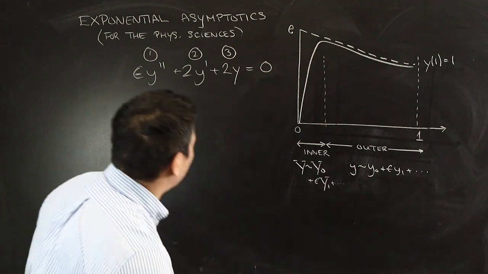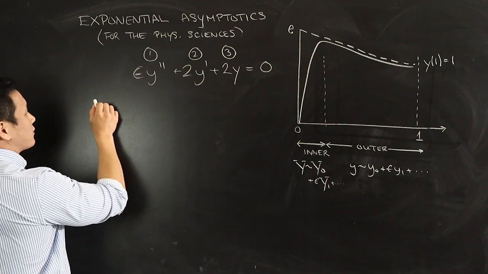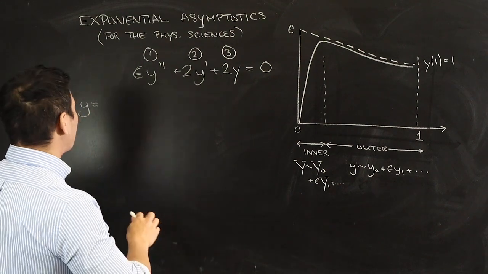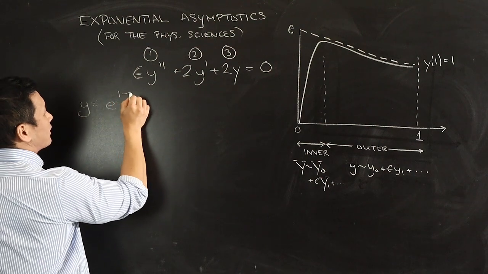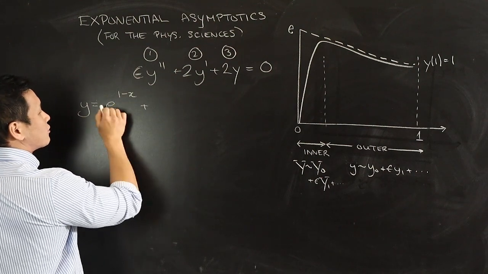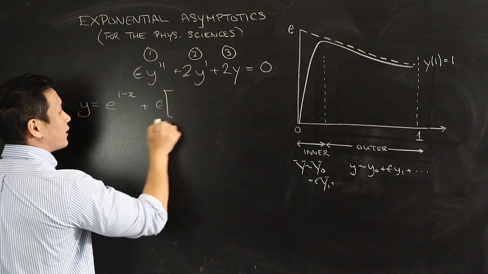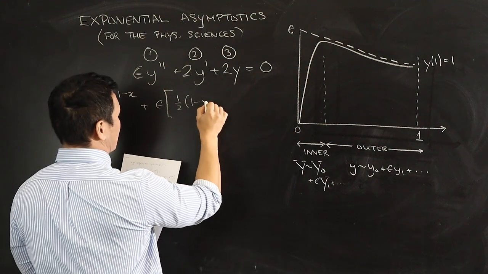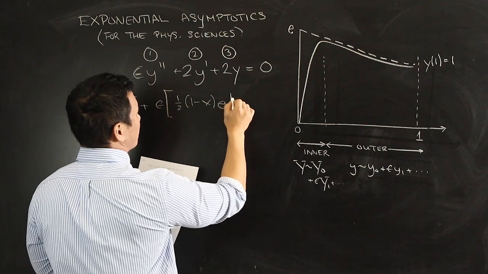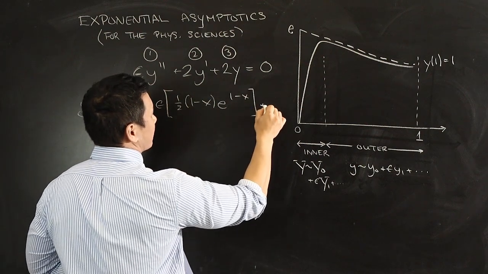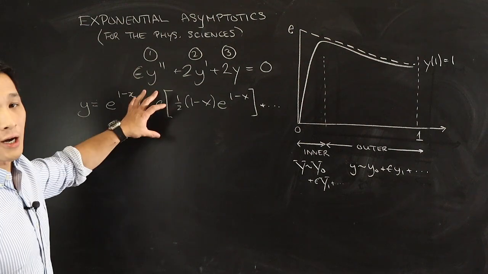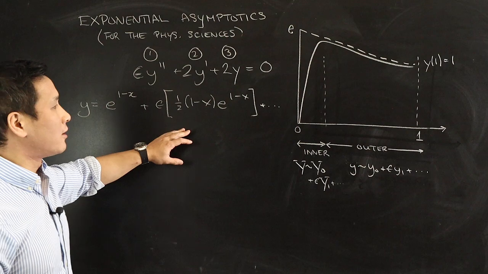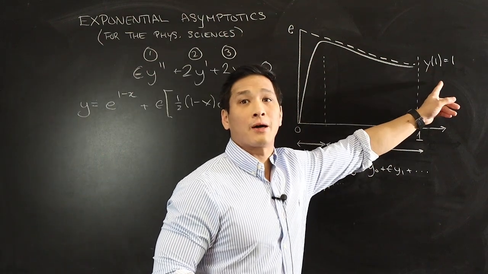We expanded things in powers of epsilon, and then we found the solution y. I'm going to write out the leading order solution, e to the 1 minus x, and then also the epsilon correction that you can find yourselves. It's not difficult to find. This is 1/2 times 1 minus x times e to the 1 minus x. And as usual, it's not difficult to go to higher order. At least for this outer region, it's not hard to keep on going up in powers of epsilon, and you only have to impose the one boundary condition here.